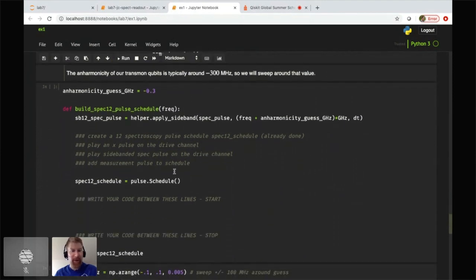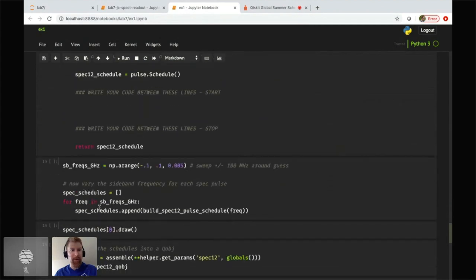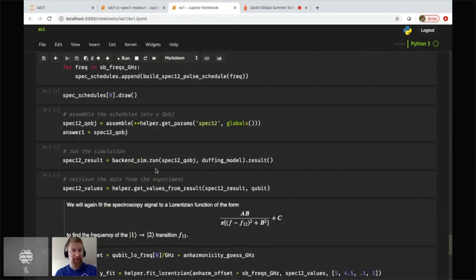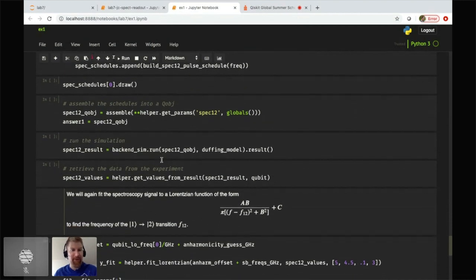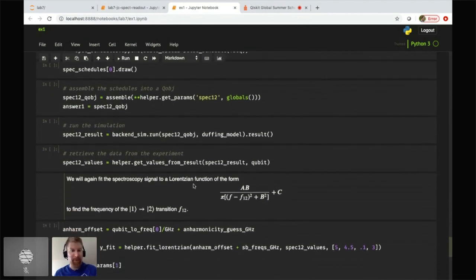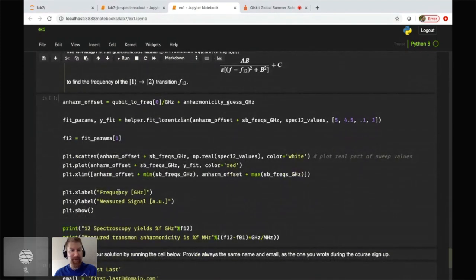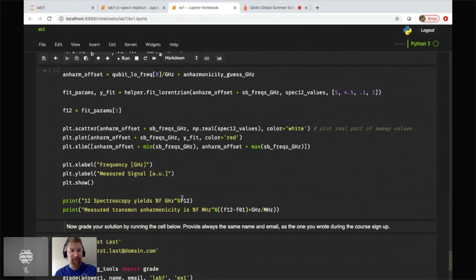And then you just need to add some code that will put the right pulses into your schedule so that when you build that for each frequency and append it to all of your schedules, you get the correct schedule. You can draw those schedules and you can assemble those. That will be your answer. This is the only problem in this exercise. And then you can build it and you can do spectroscopy. And all of this should get you the correct frequency, where you will yield a 1-2 transition frequency, and then we'll calculate the anharmonicity that's observed on this simulator for you.